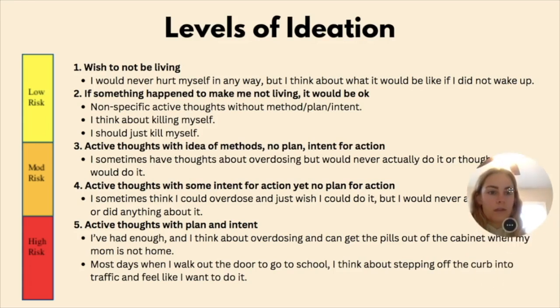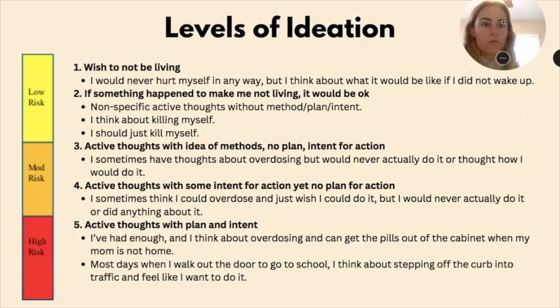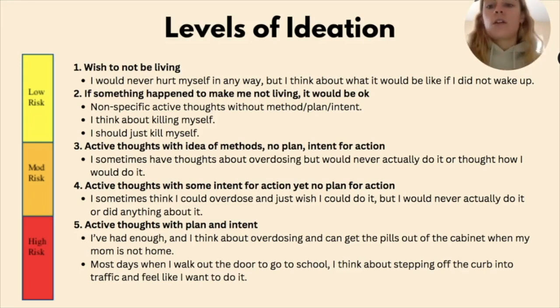So these are the levels of ideation that we will be seeing anytime that we give the CSSRS. So we start with low risk and then go to moderate risk and then high risk. So the first level would be wishing to not be living. I would never hurt myself in any way, but I think about what it would be like if I did not wake up is a great example. Sometimes I'll have patients say, I want to go to sleep and not wake up.